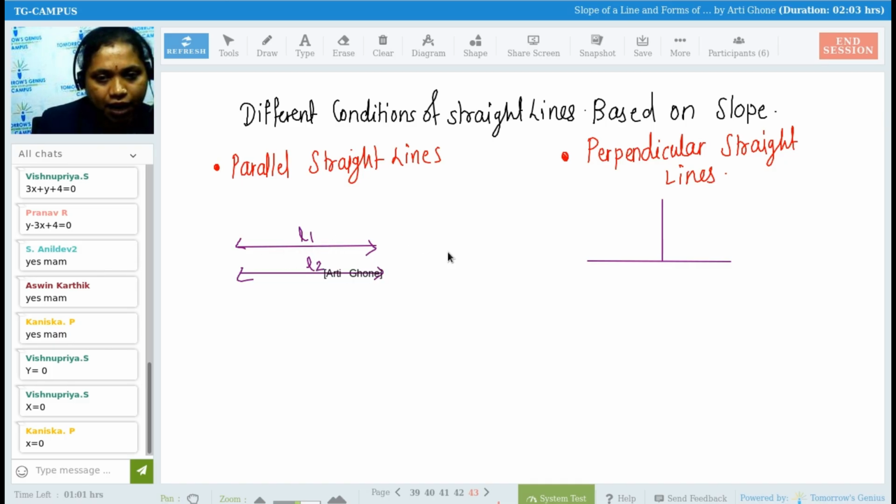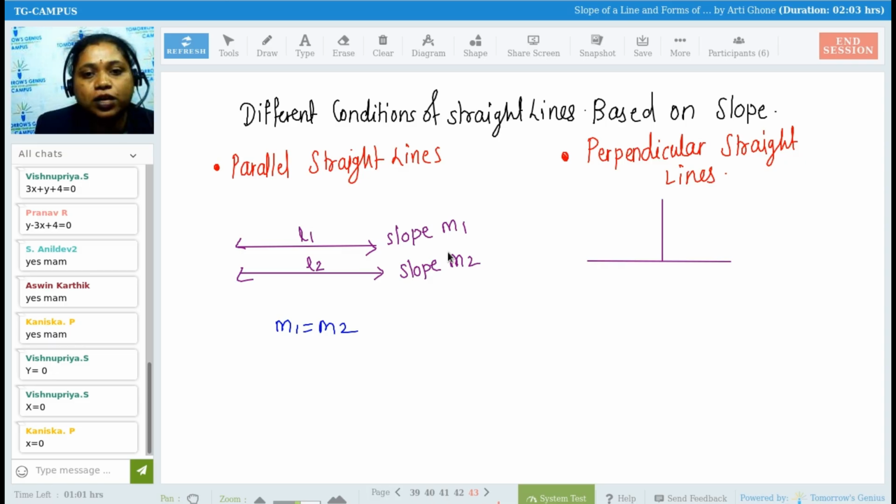If this is L1 and this is L2, and the slope of L1 is M1 and the slope of L2 is M2, then we have a direct formula for the slope condition of equality: M1 is equal to M2. You have to remember these slope conditions, very, very important. Clear? The two parallel lines will have equal slopes.